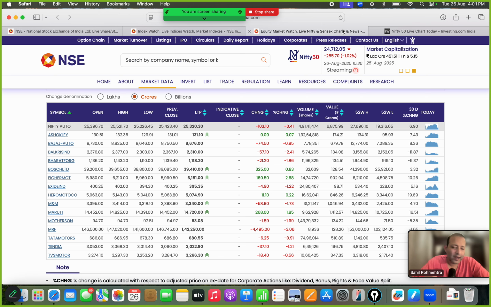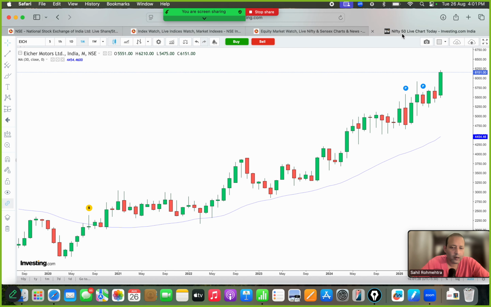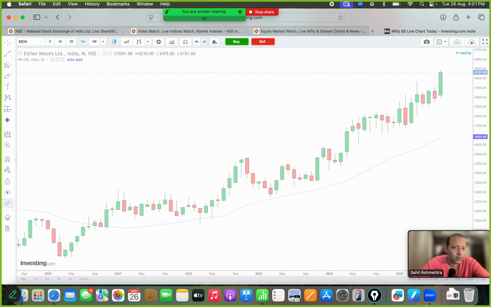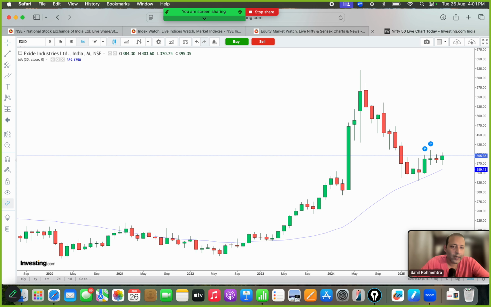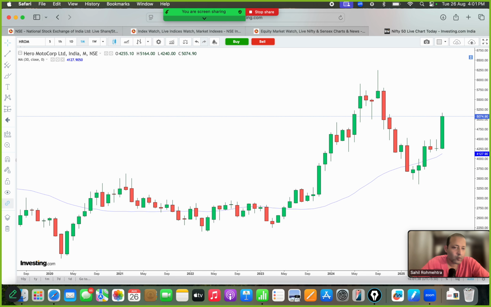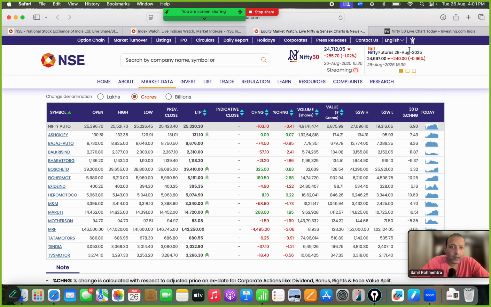And when we are doing this practically, we'll be doing it with pen, paper, etc., and making notes in our charts itself. The idea is to show how quick this can be done. Exide is rejected because of this test here. Next one is Hero MotoCorp. It is also rejected because of this test here. We follow up with Mahindra and Maruti.